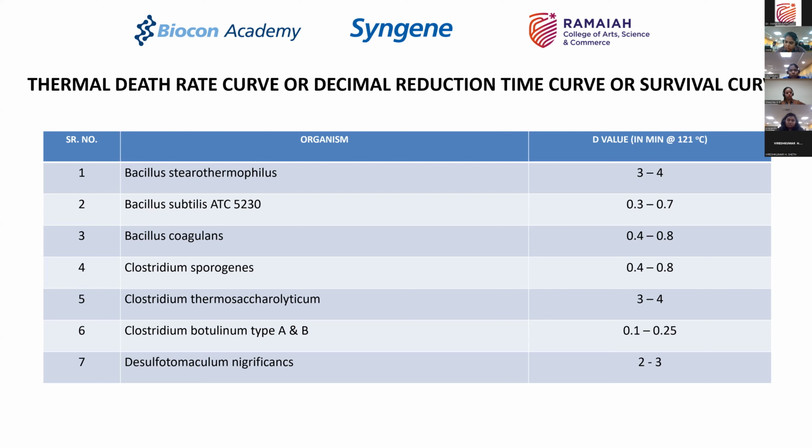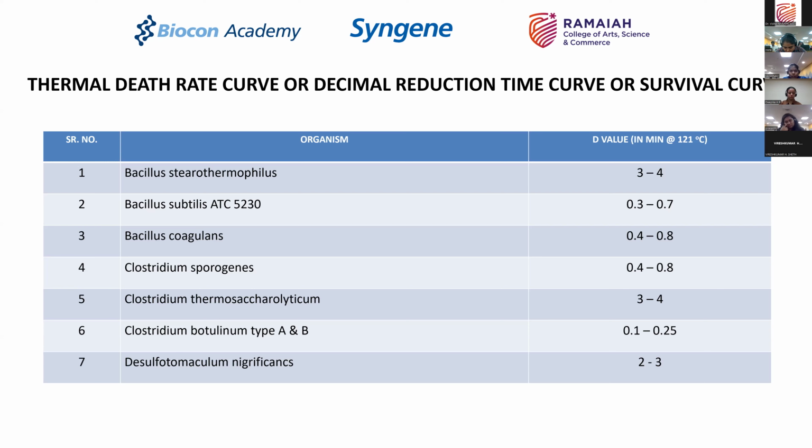Clostridium thermosaccharolyticum, sorry if my pronunciation is wrong, 3 to 4 minutes again. Clostridium botulinum types A and B take 0.1 to 0.5, and then there is Desulfotomaculum nigrificans, which takes 2 to 3 minutes. So you see for different species, the D value is different at 121 degrees centigrade.